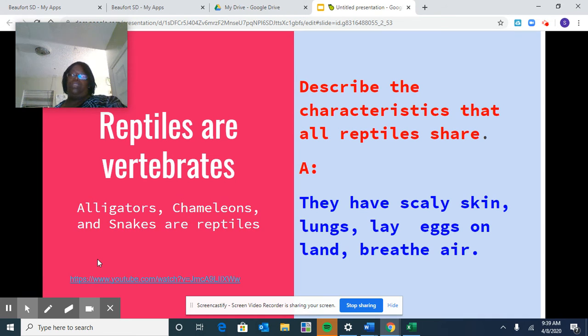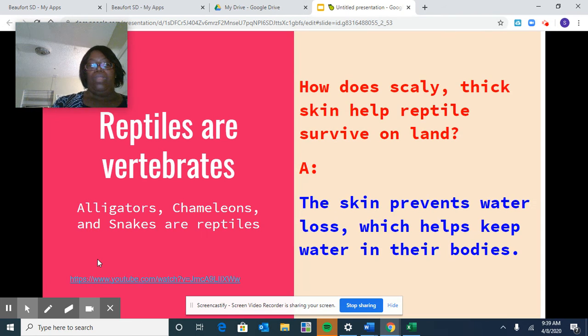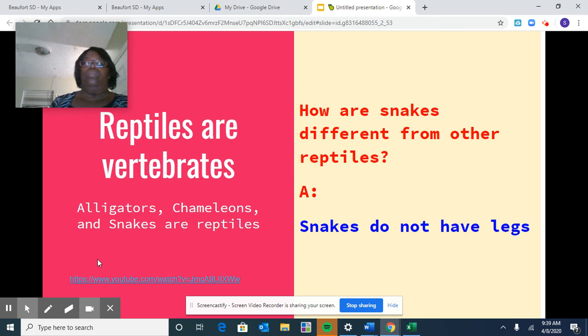So here are some questions. Describe the characteristics that all reptiles share. Right. They have scaly skin, lungs, lay eggs on land, and breathe air. How does scaly, thick skin help reptiles survive on land? Answer. The skin prevents water loss, which helps keep water in their bodies. How are snakes different from other reptiles? Right. Snakes do not have legs.